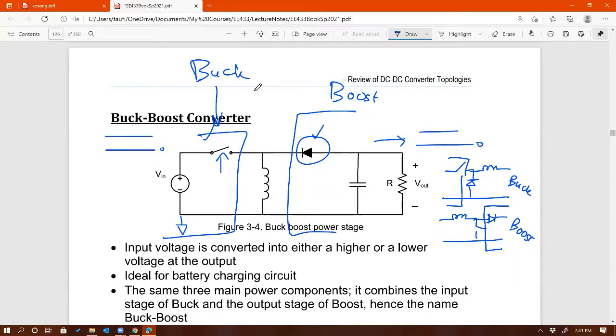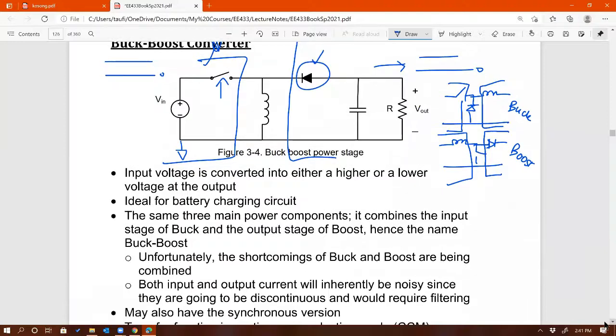Instead of combining buck and boost, why not combine boost and buck, right? If the input is a boost input, look, the input of a boost is an inductor. That's going to be good input current characteristics, right? Because you have an inductor at the input. And then buck, look at a buck output, it's also an inductor, right? So rather than buck boost, we should have boost buck. And for those who took EE433, what do you call that topology?